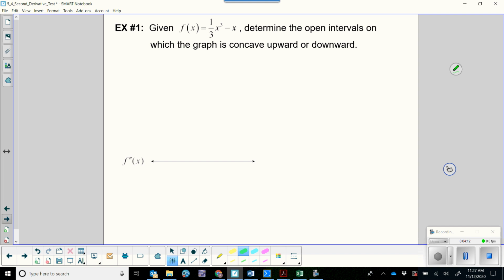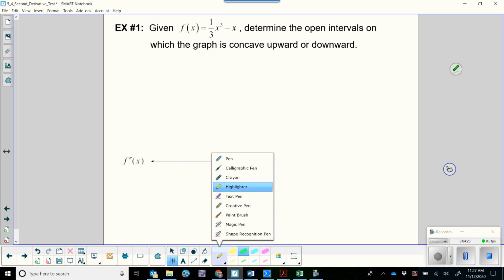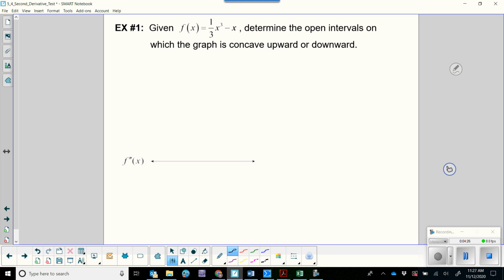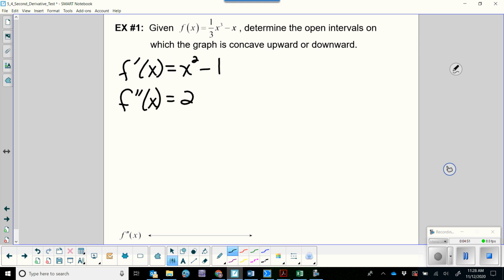All right. We want to take the graph f of x equals 1/3 x cubed minus x, and determine the open intervals where the graph is concave up or concave down. So to do the test for the second derivative, we're going to do f double prime. First we'll find f prime, which is 3 times 1/3, so that's 1, so x squared minus 1. And then we need f double prime this time, which is 2x.